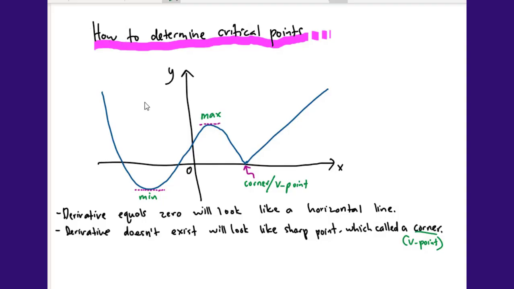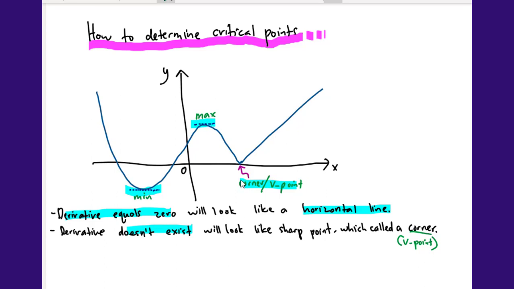In this video, we discuss how to determine critical points. So this is the graph. Here is a minimum, a maximum, and a corner or V point. When the derivative equals 0, the graph will look like a horizontal line. This is a horizontal line, dy/dx is equal to 0. And where the derivative doesn't exist, we get a sharp point, which we call a corner or V point.